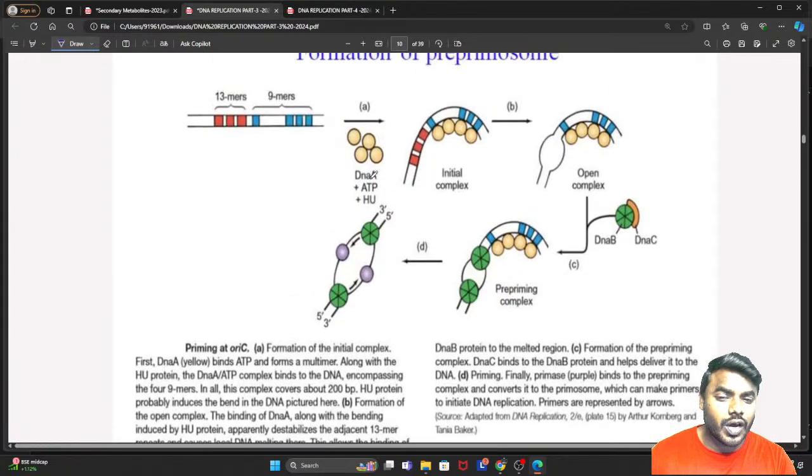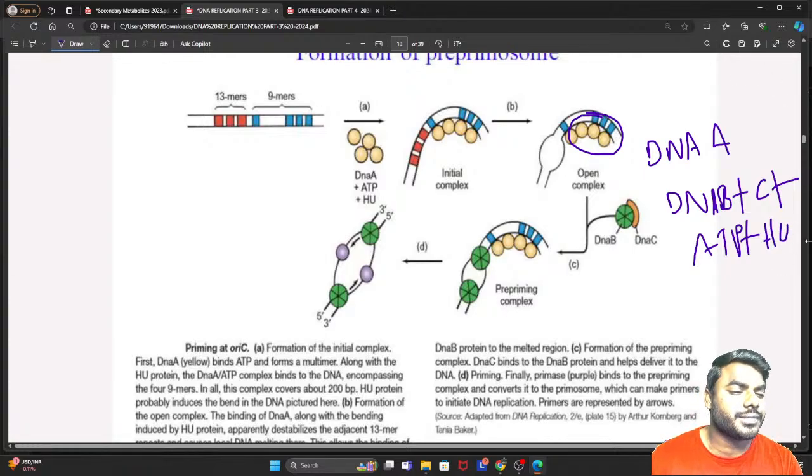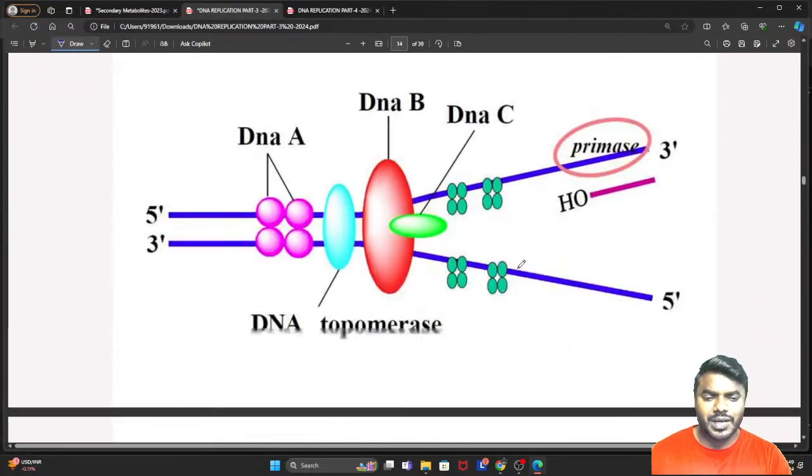I strongly believe you all remember the major protein that will come and attach to this particular DNA A element. DNA A protein will come into the picture. Later, DNA B along with DNA C, along with ATP, and along with a very important protein called a histone-like protein. All these come close together. They start opening the double-stranded DNA. I believe you all remember my statements very correctly.